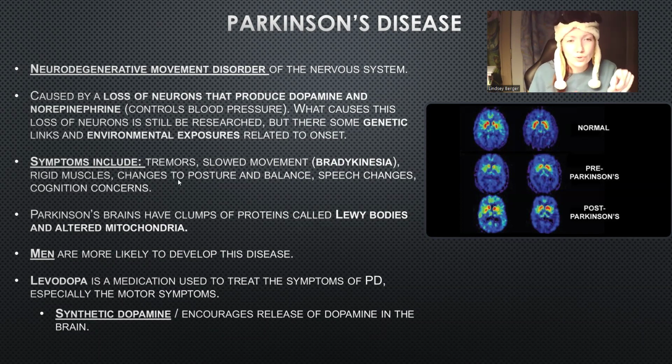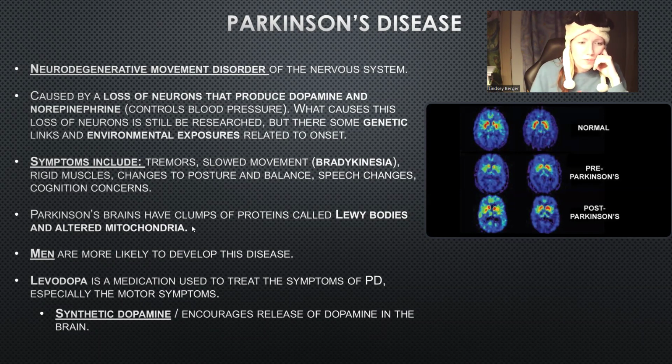Symptoms include tremors, slower movement, which is called bradykinesia. Brady meaning slow. Okay, you'll see that again when we talk about the heart next unit. Brady and tachy, fast and slow. They can have rigid muscles. Their posture gets all out of whack, as well as their balance. They have changes in speech. There can be some cognition concerns as well, a little bit of memory loss, thinking troubles, things like that.